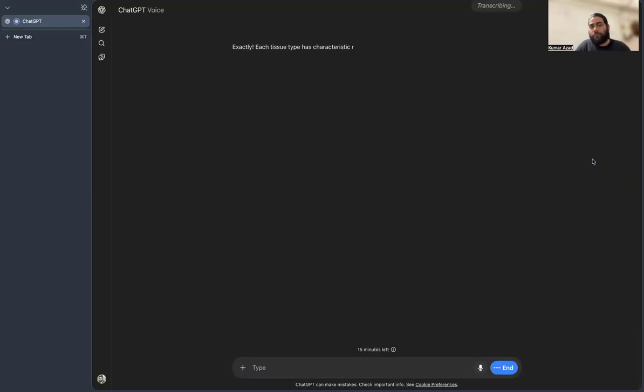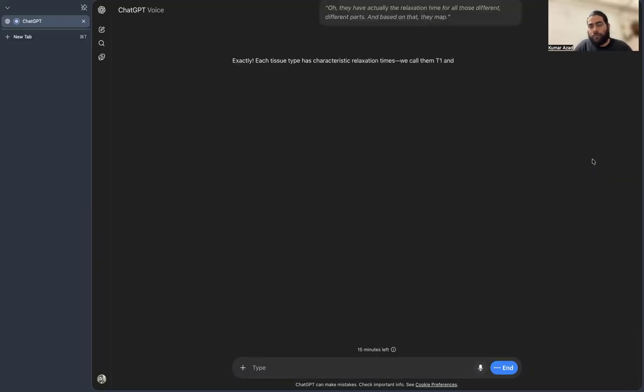Exactly. Each tissue type has characteristic relaxation times. We call them T1 and T2. The machine knows these patterns, so when it measures how long signals take to fade, it maps out what's fat, muscle, fluid, and so on. That's how you get those beautiful contrasts and a clear, recognizable image.